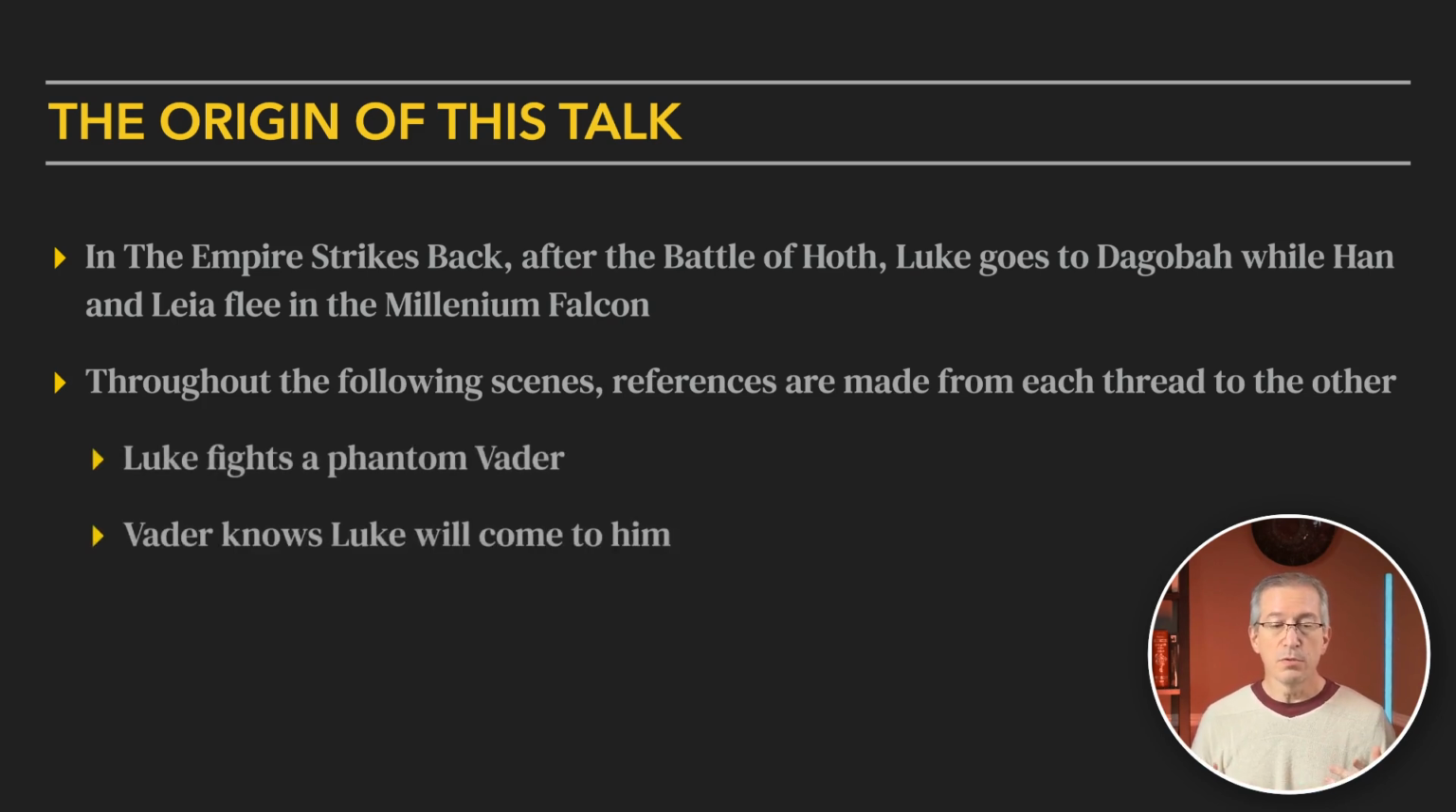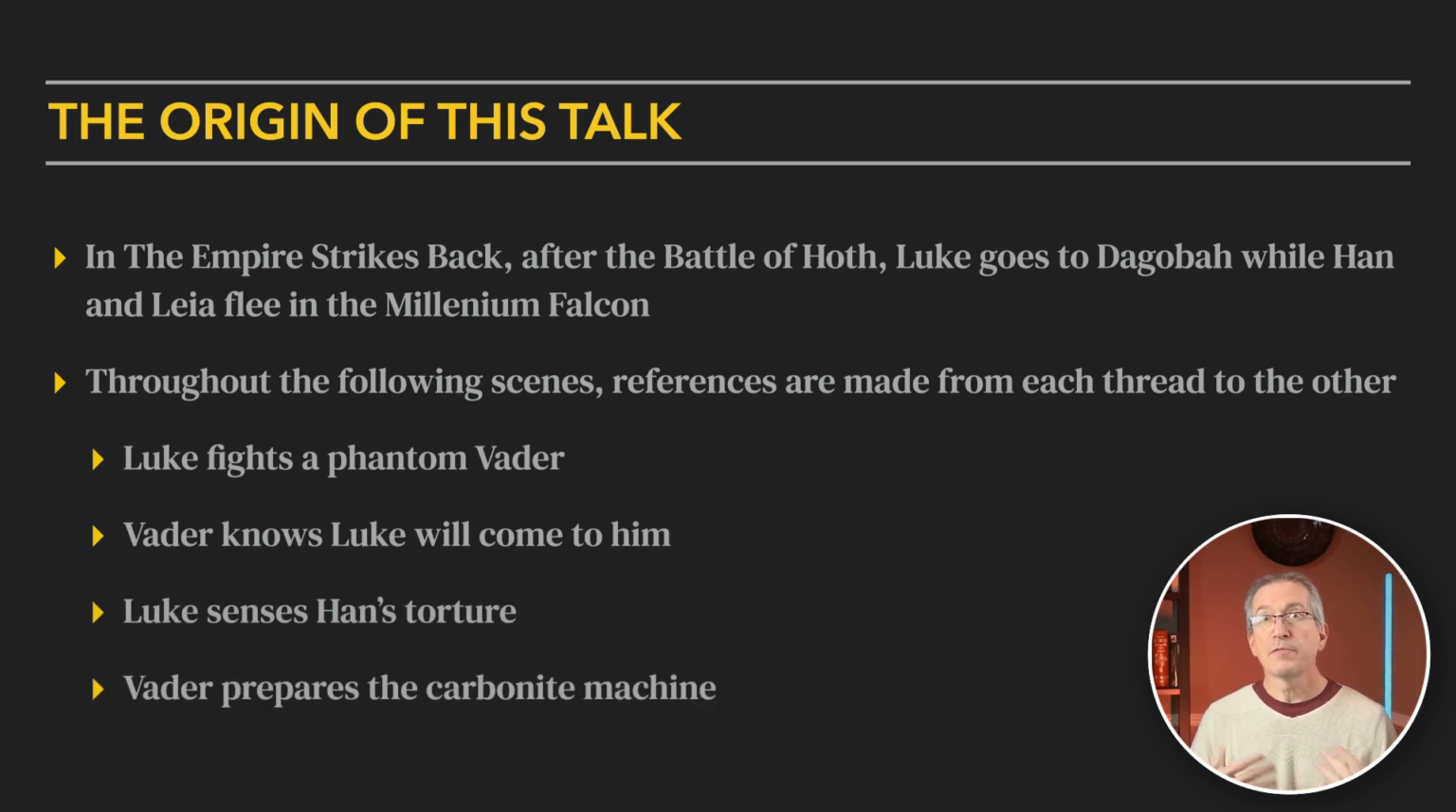So for example, Luke on Dagobah, as part of his training to become a Jedi, fights a Phantom Vader. Darth Vader, who's on the Cloud City on this planet Bespin, knows that Luke will come to him. Luke, back on Dagobah, senses Han's torture later on, and back on Bespin, Vader is preparing a carbonite machine for Luke specifically. And so these threads are kind of echoing one another, which is important for multi-threaded stories, be they movies, novels, or what have you.